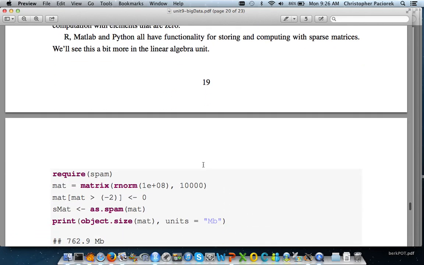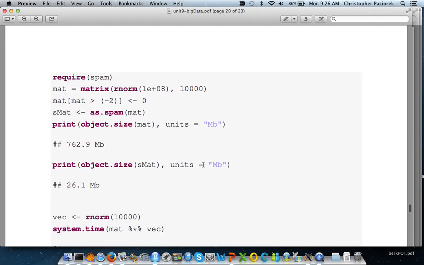So as a toy illustration, here I'm creating a matrix that's 10,000 by 10,000. And I'm sparsifying it by just setting everything that's bigger than -2 to 0. So about 2.5% of the observations should be non-zero. There's a package in R called SPAM, which stands for Sparse Matrix. There's also one called Matrix with a capital M that also has sparse matrix functionality. And essentially any software that is built to deal with numerical calculations well will have some functionality for dealing with sparse matrices.